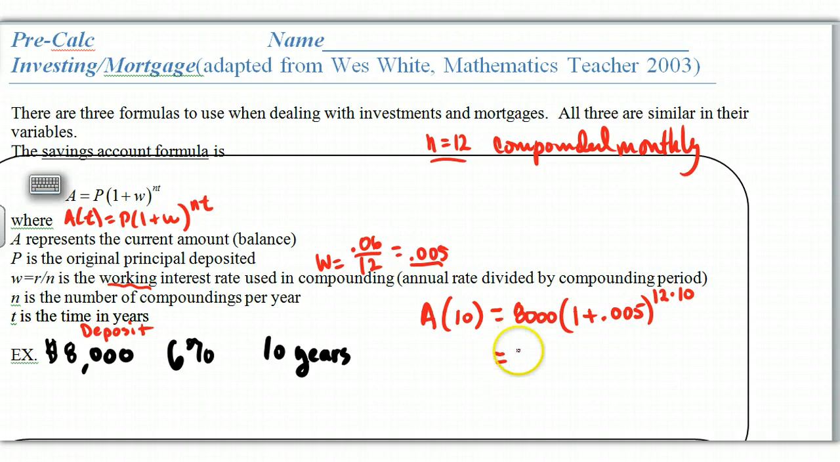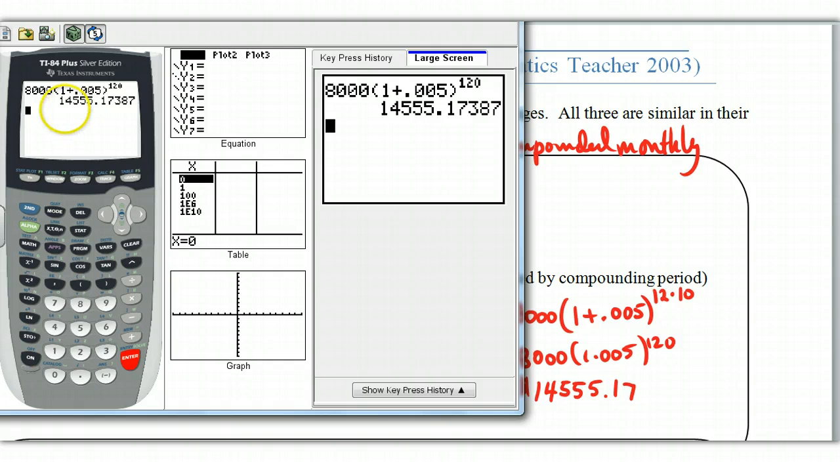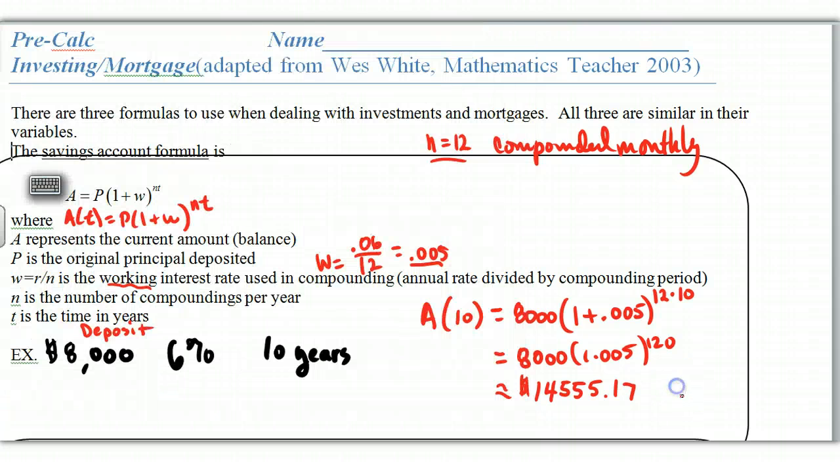Then I get 8,000 times 1.005 raised to the 120th. And if I do this, punching the calculator, I get approximately $14,555.17. Not bad for just letting your money sit there, as long as the inflation rate is less than 6%. You're not losing on your money. If the inflation rate is greater than 6%, then you lose on your money. And so this is the value that we'd have after 10 years.